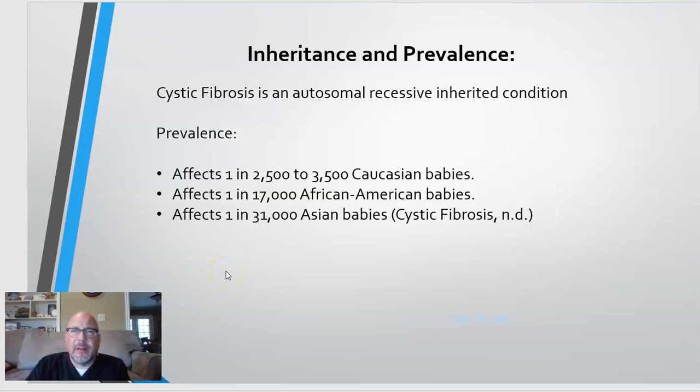So let's talk about the inheritance and the prevalence of cystic fibrosis. It is an autosomal recessive condition, which means that it does take two copies of the, we'll call this the small a, or the recessive allele, to pass along the condition. And for the prevalence, these are statistics for North America, but about 1 in 2,500 to 3,500 Caucasian babies. You'll see it less in African American and Asian babies.